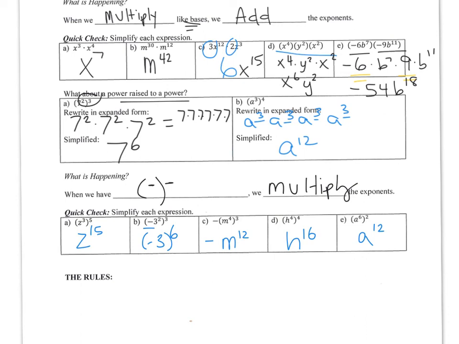So the rules are, if you have x to the a times x to the b, you're going to add them, x to the a plus b. If you have x to the a with a little b on the outside of the parentheses, you're going to multiply the exponents.